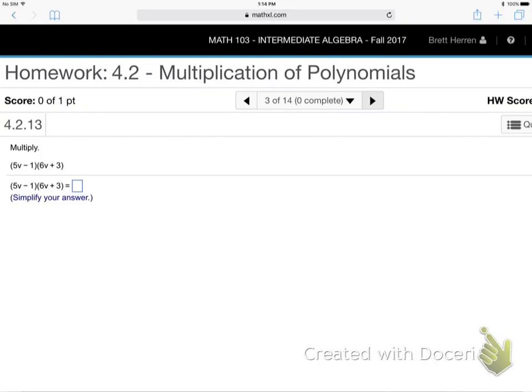All right. So 5v minus 1 and 6v plus 3. All right, try that one. Just FOIL, right? First to both, second to both. Remember how that whole thing works? See what you remember. I'll dive in and finish it in just a second.